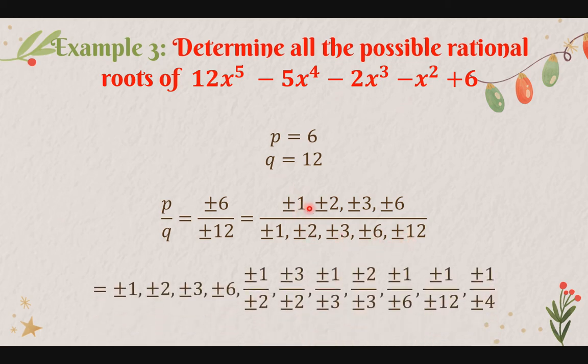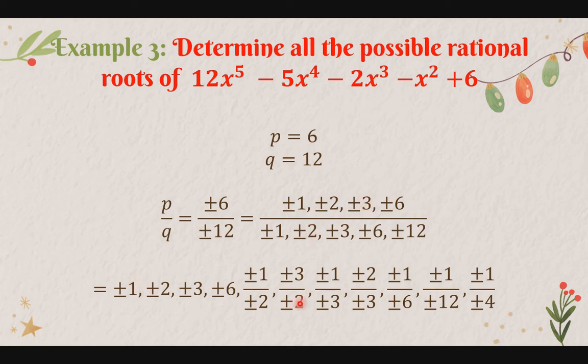So, starting with 1 over 1 is 1, 2 over 1 is 2, 3 over 1 is 3, 6 over 1 is 6. So, tapos na tayo sa 1. Ngayon, ipares naman natin tong mga to sa 2. 1 over 2 is positive negative 1 over positive negative 2. 2 over 2 is simply 1. So, eto na po yun. Hindi na natin susulat ulit.